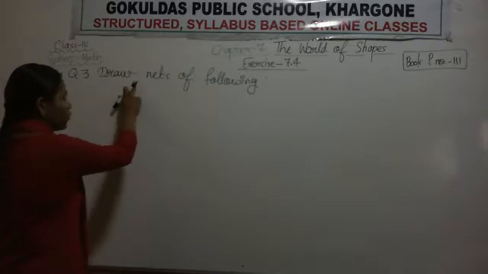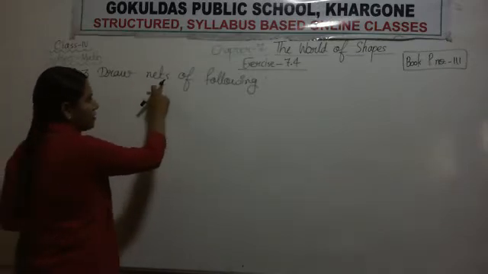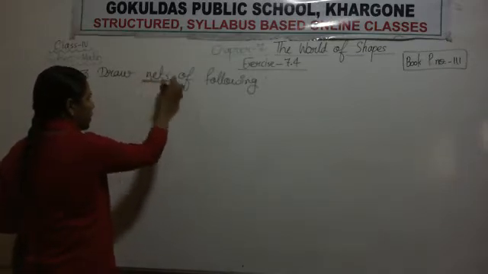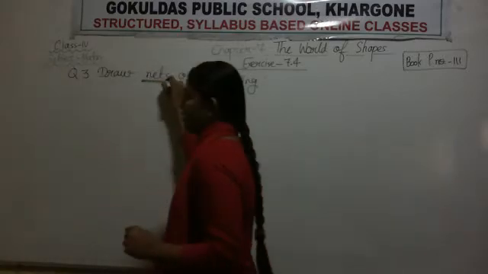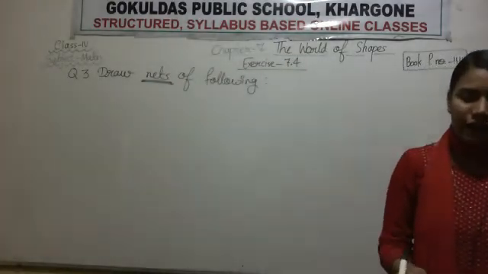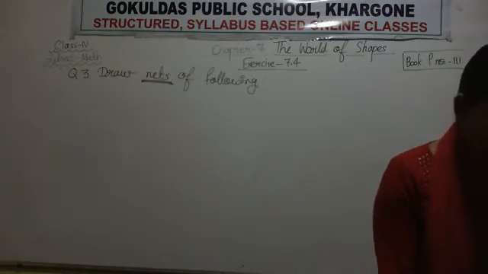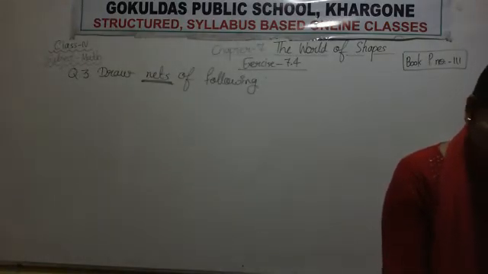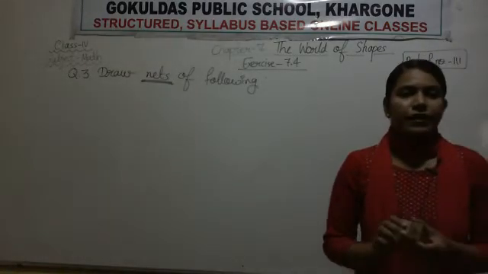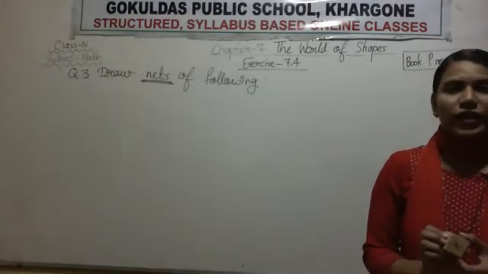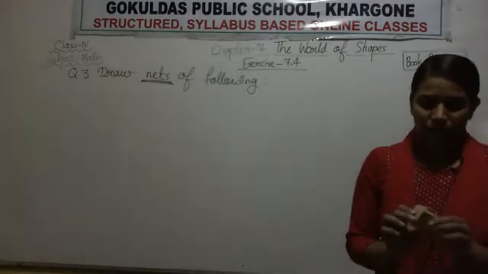So you need to draw nets. Now what is the word net means? What are these nets? So let us understand what are nets. Nets are the 2D representation of 3Ds.